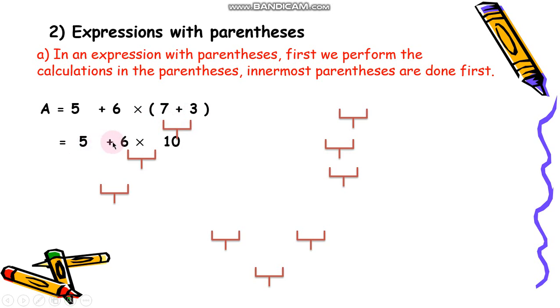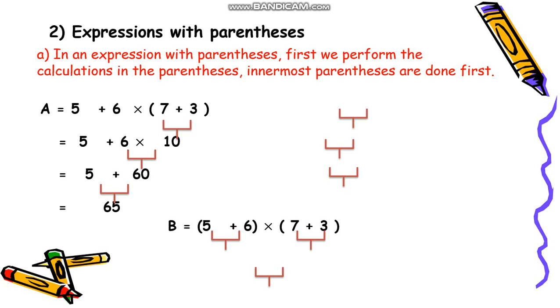Now we have addition and multiplication. What should we solve first? The multiplication. So 5 plus 60. Now we solve 5 plus 60 equals 65. Let's see another example.